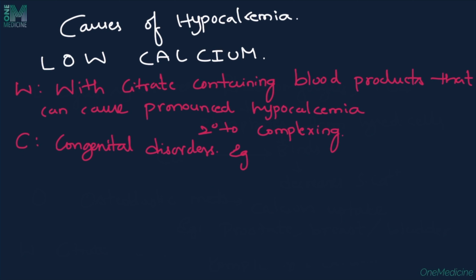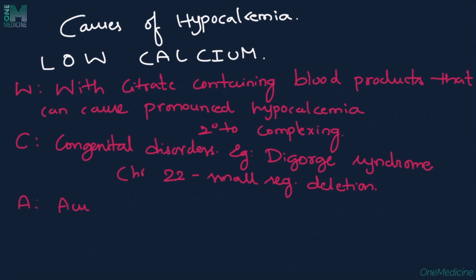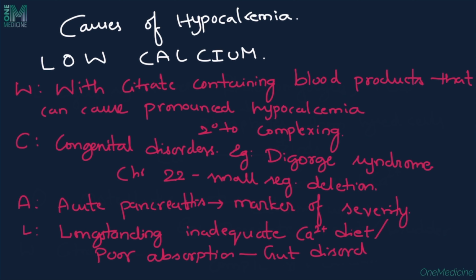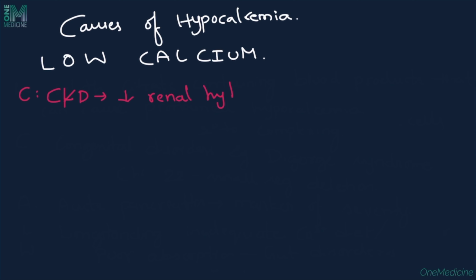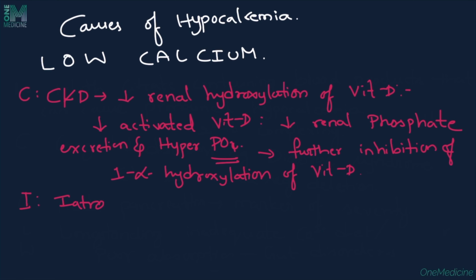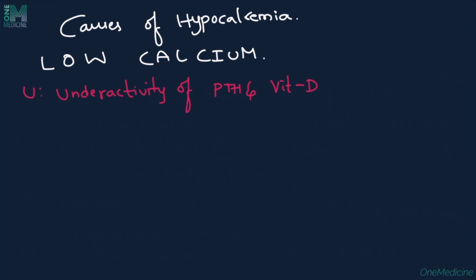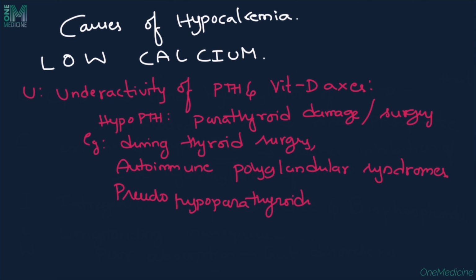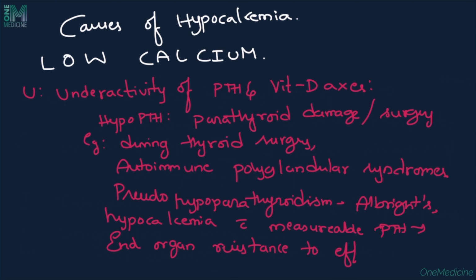Congenital disorders, for example DiGeorge syndrome, caused by deletion of a small segment of chromosome 22. Acute pancreatitis, where low calcium is a marker of severity. Long-standing inadequate dietary calcium or poor absorption of dietary calcium due to gut disorders. Chronic kidney disease with reduced renal hydroxylation of vitamin D leading to lack of active vitamin D. Iatrogenic causes including prolonged use of loop diuretics or bisphosphonates. Underactivity of parathyroid hormone and vitamin D axis including hypoparathyroidism, pseudohypoparathyroidism, and vitamin D deficiency.